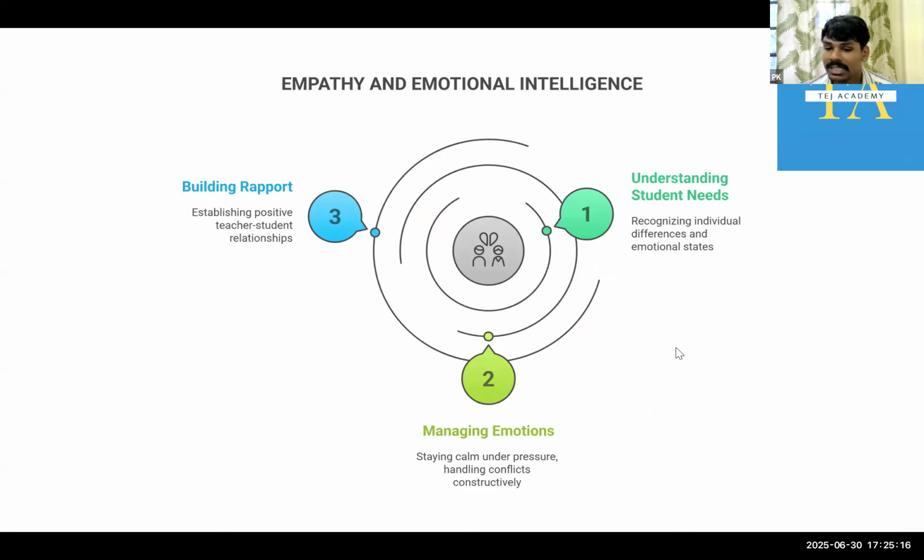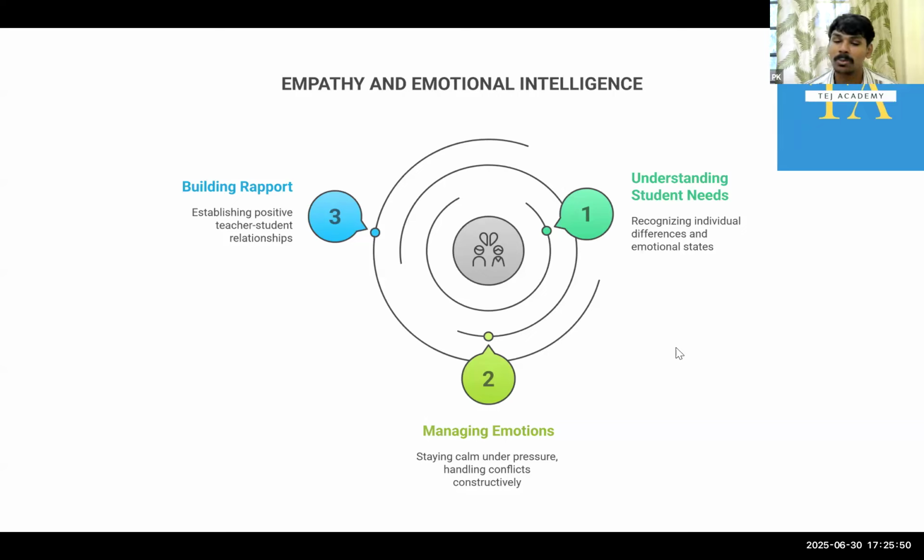Okay. The first one is understanding student needs. As we always have talked about, every child in your classroom is unique and every child's needs are different. So it's your role to identify the individual differences in class, and also the emotional states of students. Once you look at the student's face, you'll be able to understand that this child is happy or sad or tensed.